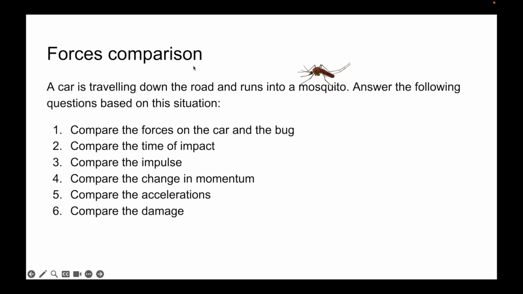If we look at forces, again, we're talking all about forces in this unit. Let's look at the forces when we're talking about a car that's traveling down the road and runs into a mosquito. Answer the following questions based on the situation. Take a moment, see if you can answer these, and then come back and let's talk about them.